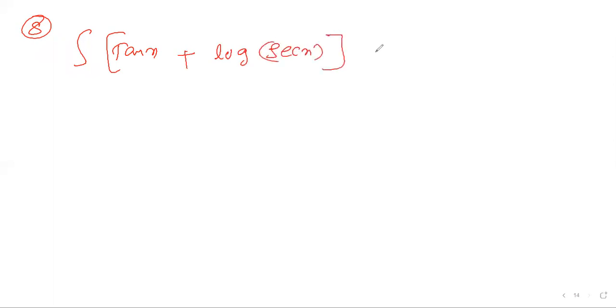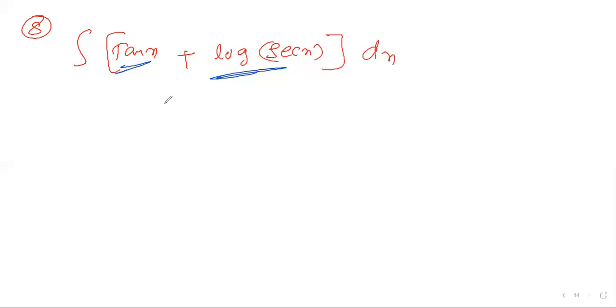Now next, the eighth one. Integration of tan x plus log of secant x, dx. This is a very tricky question. So what should I take, and what am I going to get? Please think and tell me. Which is f of x, and which is f dash of x? Tell me.